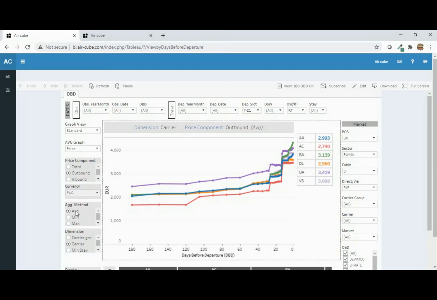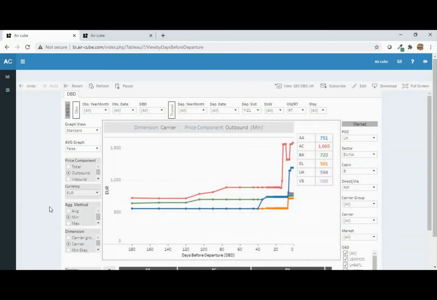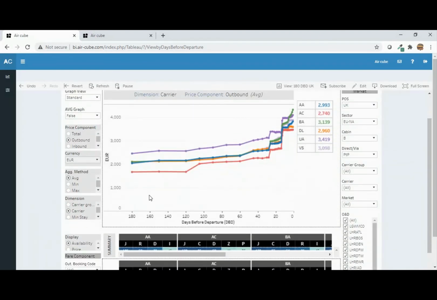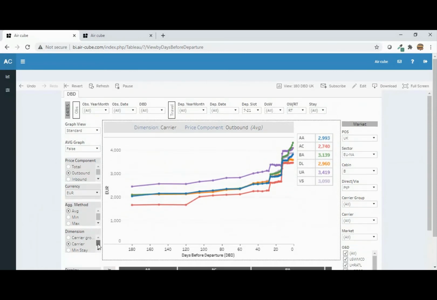And also here we've got the different aggregation methods. So currently, as I mentioned, we're looking at the average price for each airline, but we could look, for example, at the minimum price of each airline. And what that's going to allow you to do is really see the entry price of each airline into these markets. And of course, you have the option to look at maximum prices instead. Let's move back to average prices for now. There are also various dimensions that you can play with to change how the graph displays the data. Currently, we're looking at this data separated by carrier. You could do that by carrier group or a number of other dimensions that are available here.